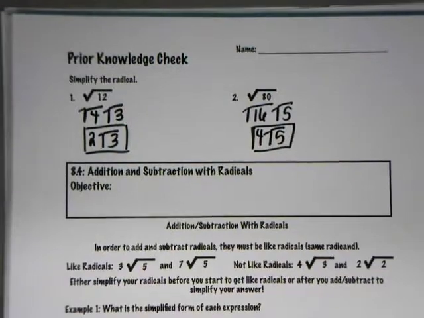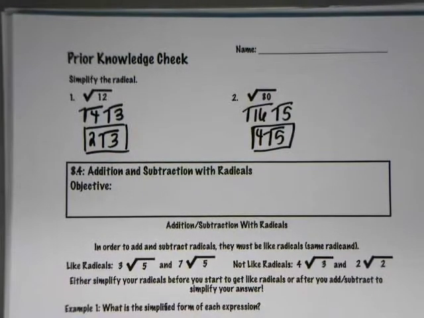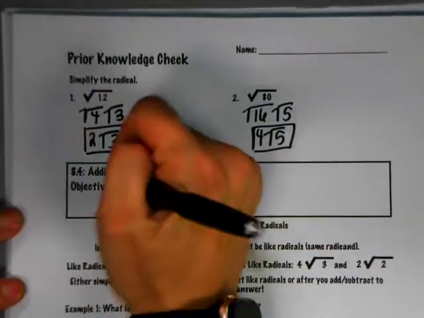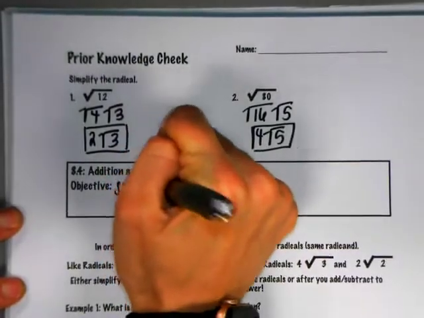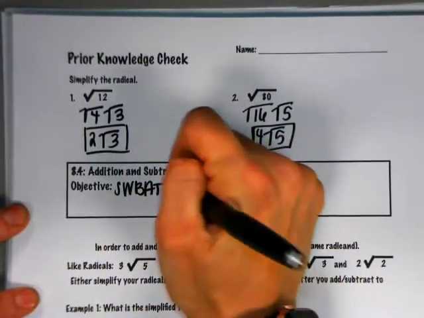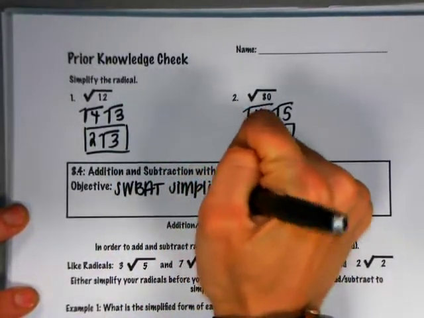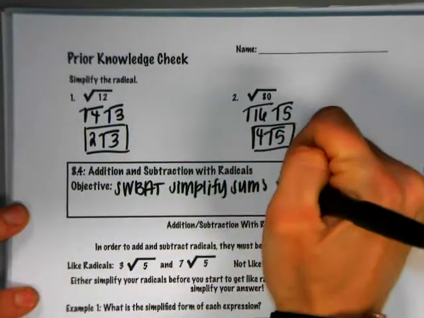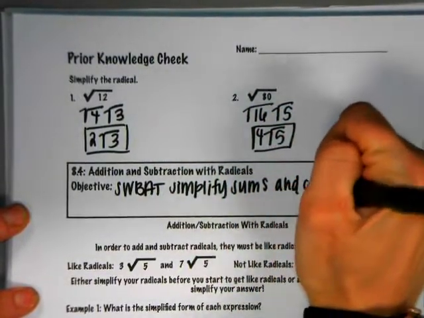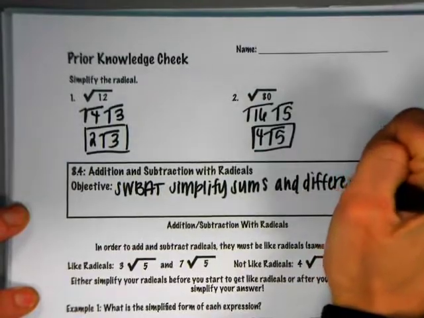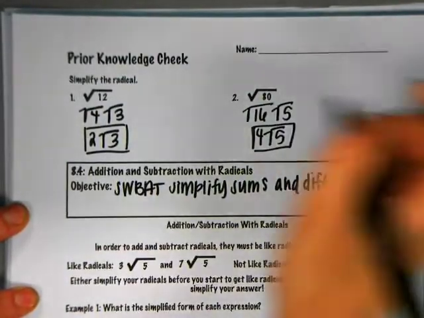5. Okay, so we're doing addition and subtraction with radicals, and for this one, the objective: students will be able to simplify sums and differences of radical expressions.